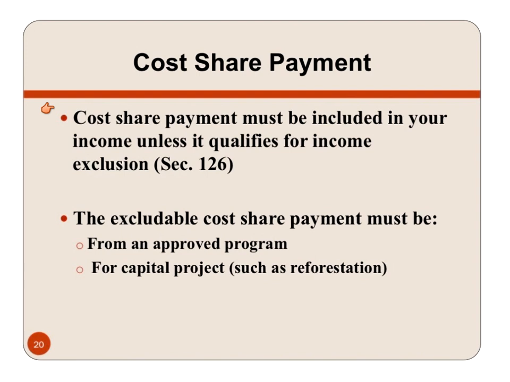Fortunately, section 126 has a very favorable tax treatment for forest owners, in that a lot of payments do qualify for exclusion. However, the excludable cost share payment must be from an approved program, and it must be used for capital projects such as reforestation. Now, if you used it to thin your forest or for another type of deductible expense, fire control, southern pine beetle control, if you didn't do a capital project, then you must include that in your income. This capital project requirement is directly from the tax code.